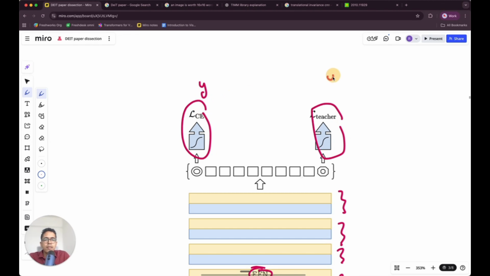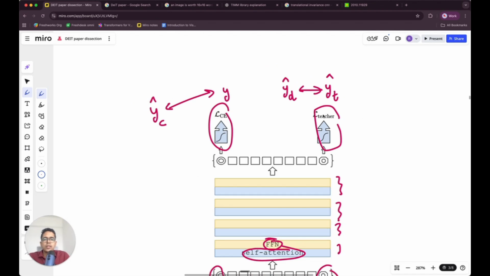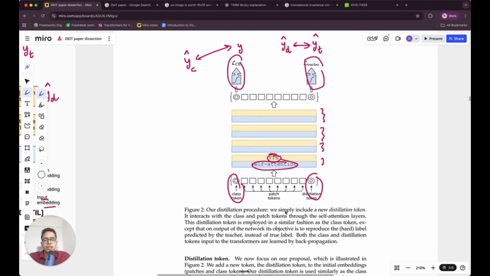The distillation token is compared with the predictions made by the teacher, Y-hat T. So Y-hat made by the class token is compared with Y, where Y is the actual ground truth. And Y-hat made by the distillation token is compared with Y-hat made by the teacher. Okay, so this is how the total loss is constructed.